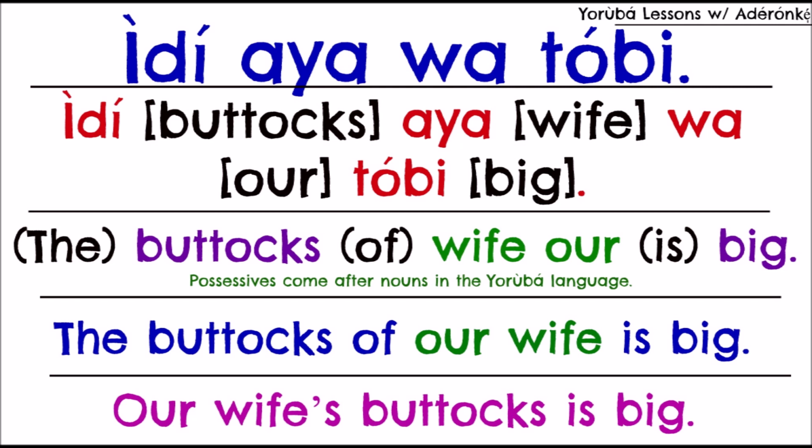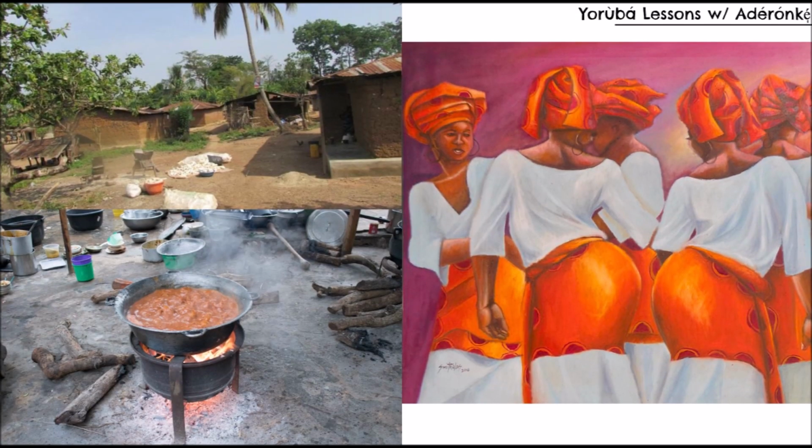So again, this statement alone shows you the differences between both languages, the grammar, the formation of sentences and such, which again, like I promised, we will treat separately. So Idi ayawa Tobi translated is the buttocks of our wife is big, but what it translates to is our wife's buttocks is big. So let's say it's some naughty family member saying this.